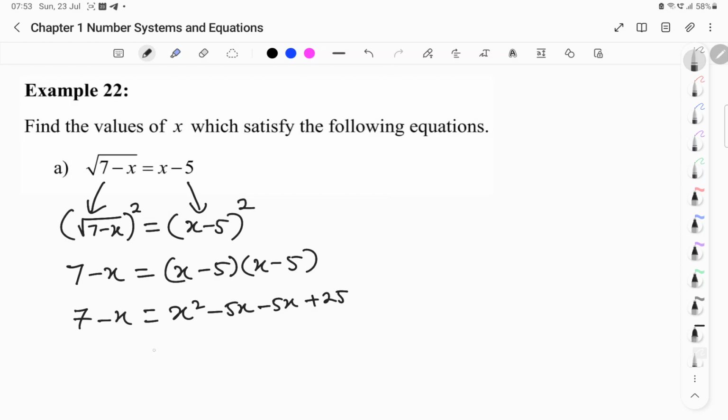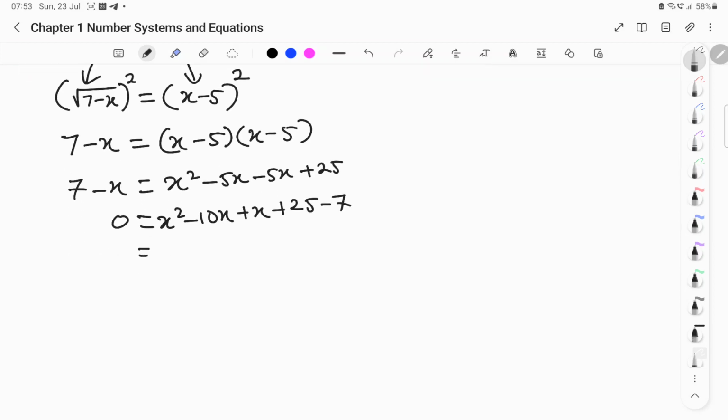Now next we have to bring everything to one side. So x squared minus 10x plus x plus 25 minus 7. What we have here is x squared minus 9x plus 18. Next we are going to factorize it. You can use the EQN function in your calculator as well, no problem.